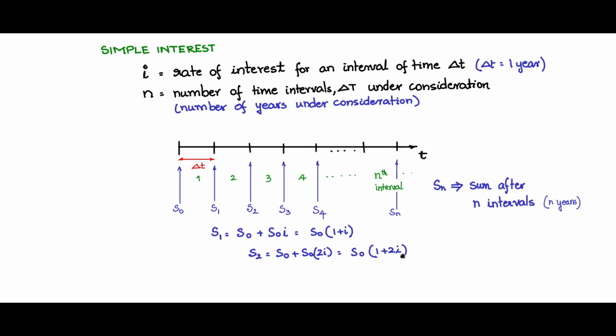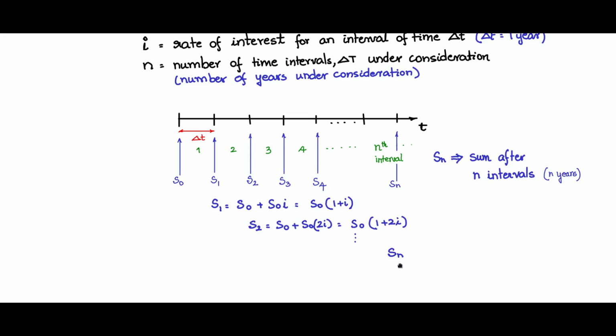And if I move it up, so on, Sn would be S0 plus S0 into nI, which will be S0 into 1 plus nI. So this is the relationship that you would get for the sum after n intervals or time periods have elapsed with the rate of interest I and with the starting value of S0. This is termed as the simple interest equation.